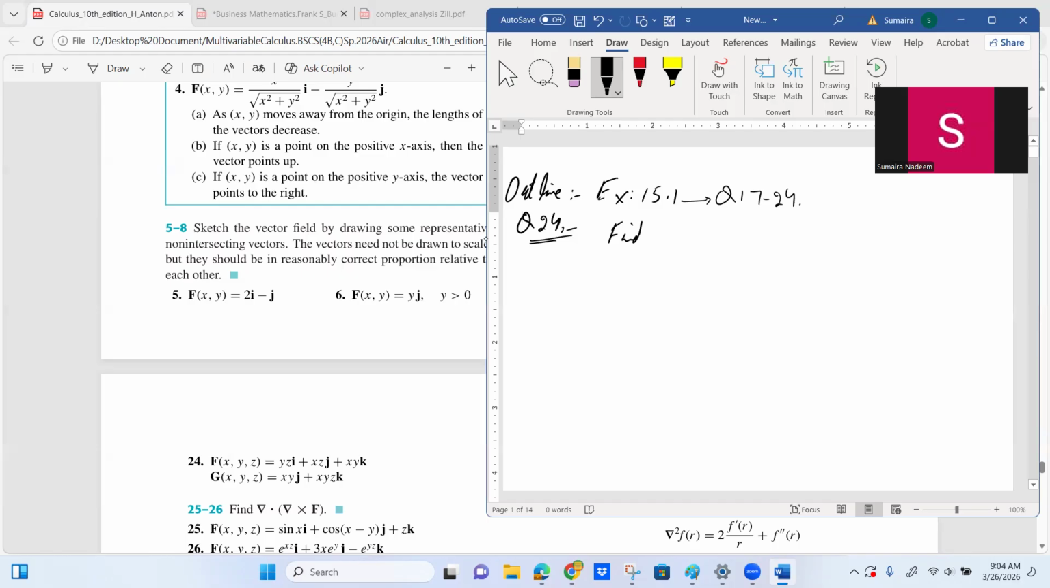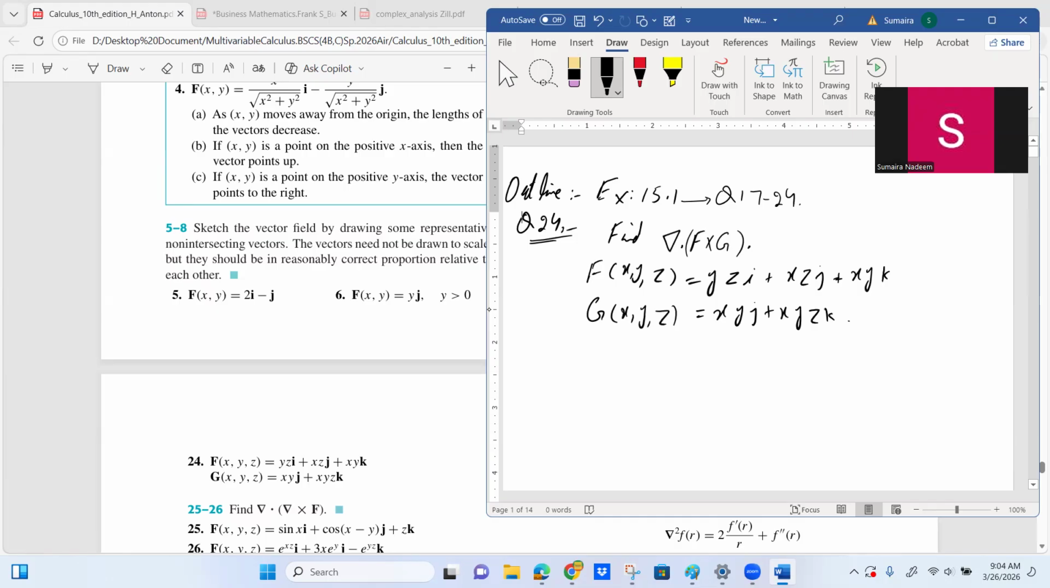Okay, students, question number 24. Find the gradient dot f cross g. The question is: f of x y z is equal to yz i plus xz j plus xy k, and second, g of x y z is equal to xy j plus xyz k. Now we have to solve it.